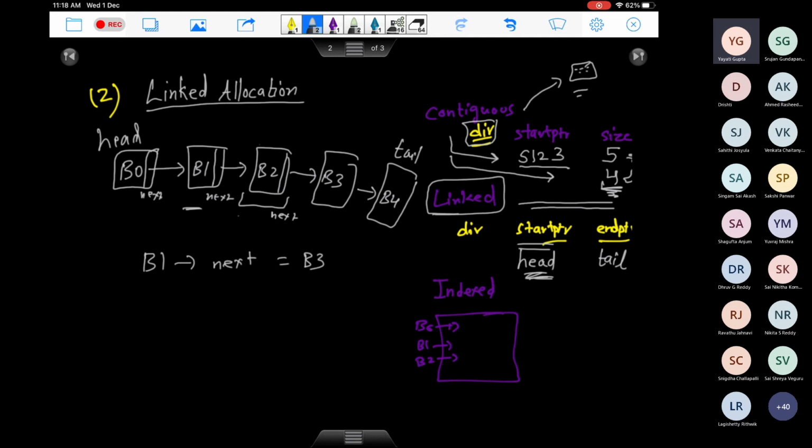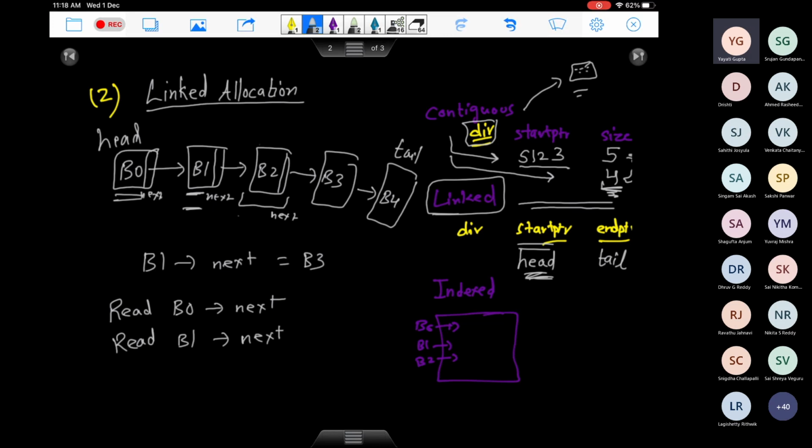How will you proceed? So you will start from head, go to its next, go to next, keep going till you come to that kth node which is to be deleted, and then you do these operations. So in this case, what will you do? First of all, you have to read B note's next, because B note's next tells you where is B1. Then you also have to read B1's next, which tells you where is B2.